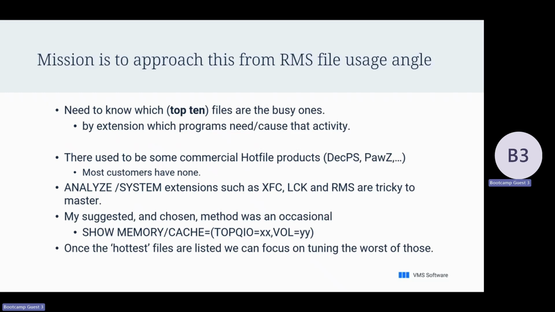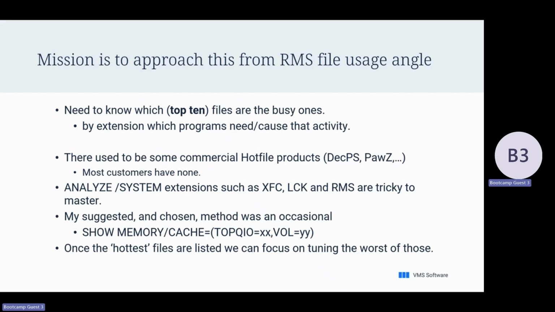There's a ton of information that you can find with ANALYZE/SYSTEM with the XFC extension, LOCK, and the RMS extensions. The RMS extension is a flavor of the LOCK extension, essentially showing some level of hot files. But the method I like to suggest to you, and what I chose for this presentation, is perhaps a silly sounding one: SHOW MEMORY/CACHE. It was based on the XFC data, and you can ask it to do TOP QIO, which is the one I'd like to take.